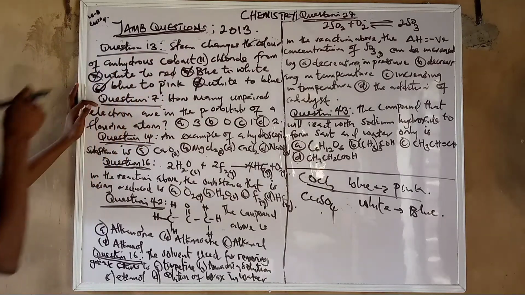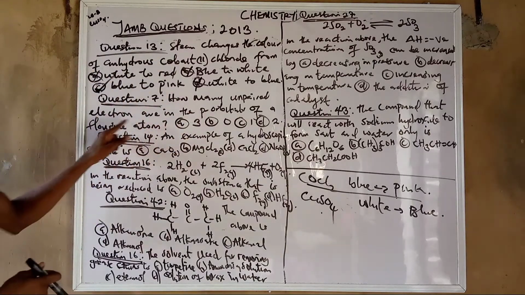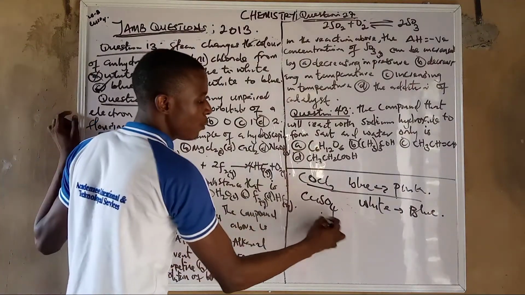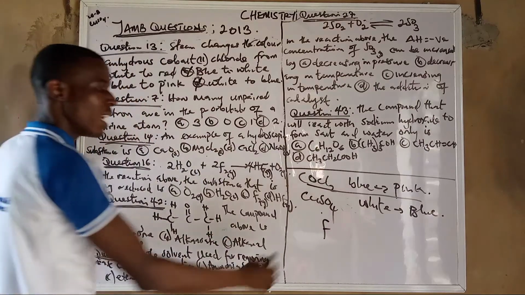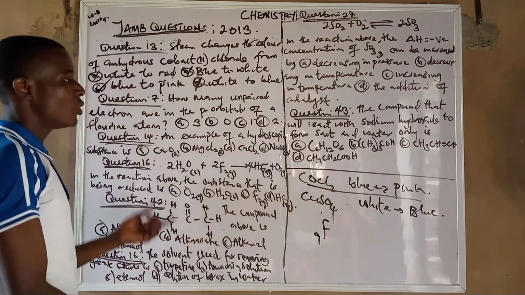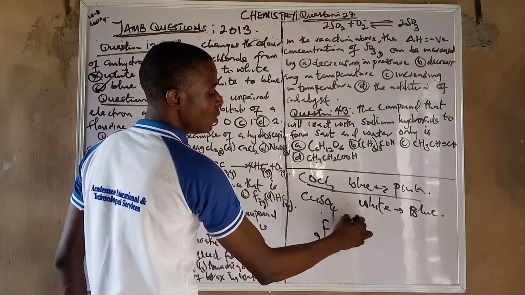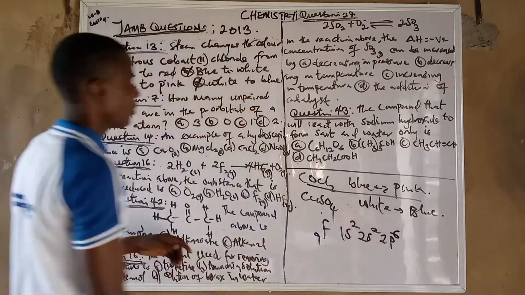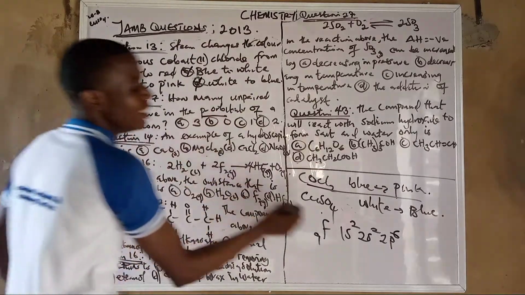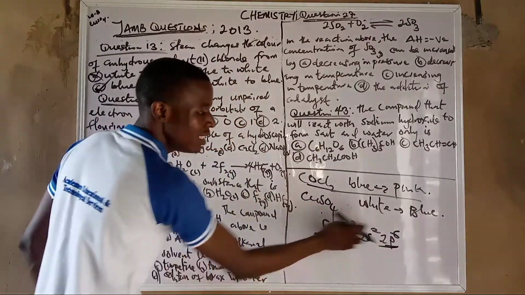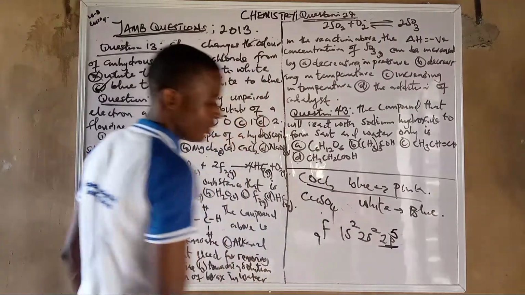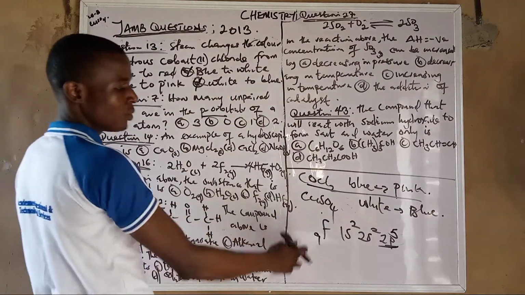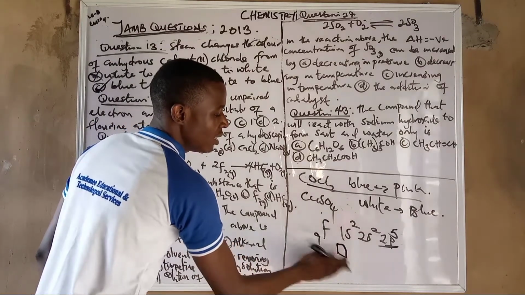Let's move on to question 7, still under 2013. How many unpaired electrons are there in the p orbital of fluorine? The first thing you have to know is that fluorine has atomic number of 9. Let's write the electronic configuration. We have 1s2, 2s2, 2p what? They now said p orbital. This is p orbital. Fluorine is 9, so it should be 2p5. This is the perfect electronic configuration of fluorine. But mind you, this is the orbital.